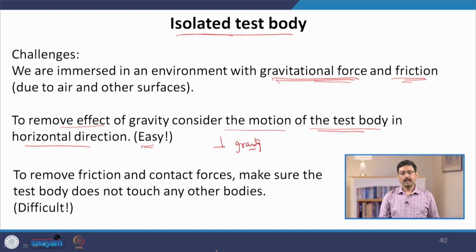This is the easy part, and this is a beautiful illustration of the concept of dot product, which we discussed in the first week of this course. If you know the force, then a force does not have any component in its perpendicular direction. So, now you have removed gravity. What is difficult and challenging is to remove the friction and all sorts of contact forces. To do that you have to make sure that the test body does not touch any other body. So, no contact. This is a bit difficult to achieve in an experiment.